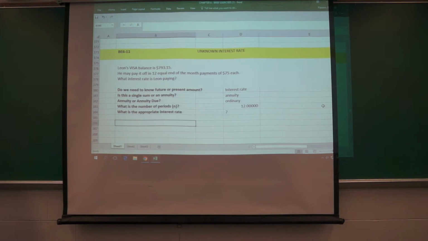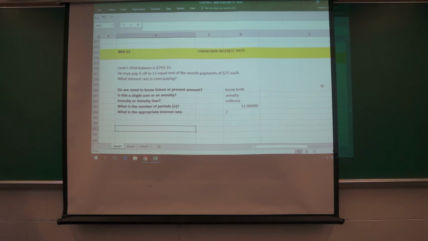So setting up the problem here, this would be an instance where we actually know both of them. We are dealing with an ordinary annuity, 12 periods, and this. Okay, because 793 is the balance, and we've got all the payments. So if you want to set it up the way I've been setting them up, that's what we would do.